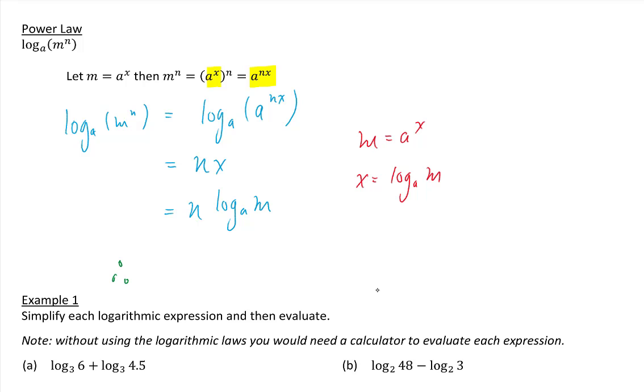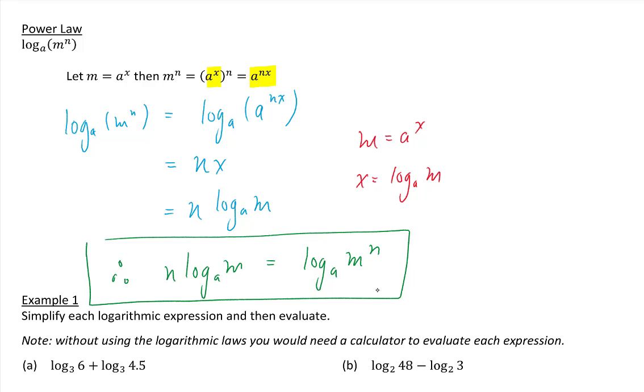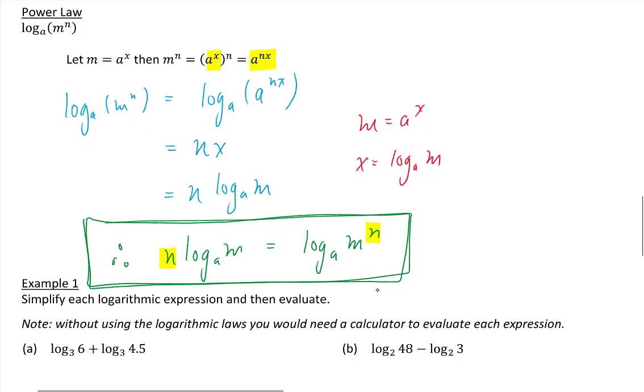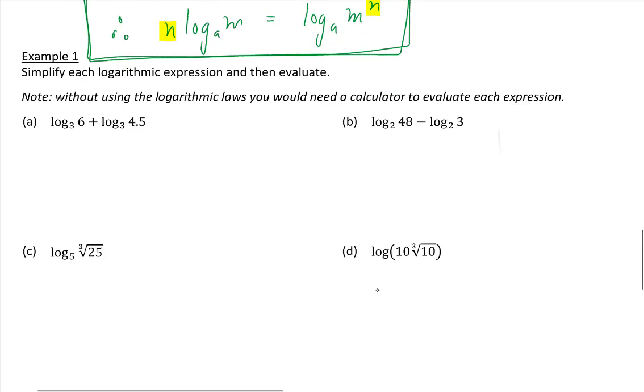So therefore, if we have n log base a of m, that's the same thing as evaluating log base a of m to the n. So notice for this one, if our exponent is actually sitting in front of the logarithm, we can put it back into the logarithm. So let's go through a few examples to see why these are important.